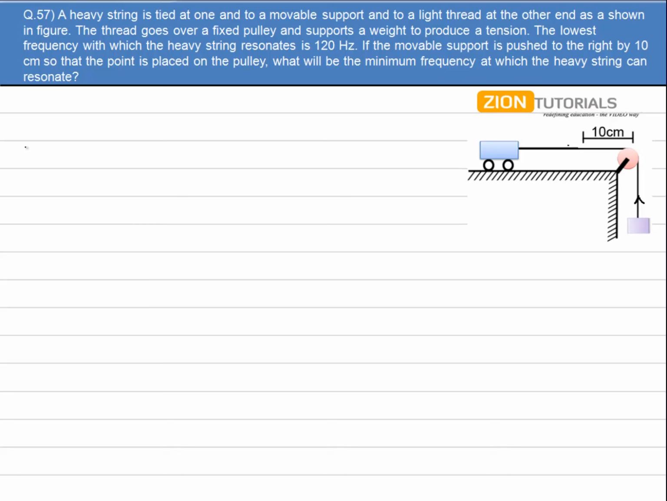So the first condition is that the heavy string is vibrating in its lowest frequency, which is given as 120 Hz. The lowest frequency will be when there is an antinode, only one loop, a half loop formed, and this is my lowest frequency condition. So at that, lambda by 4 is equal to L, where L is the length of the heavy string. So lambda comes out to be 4L.